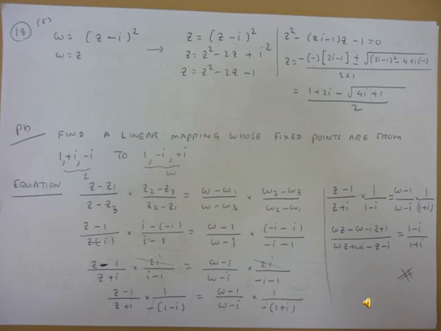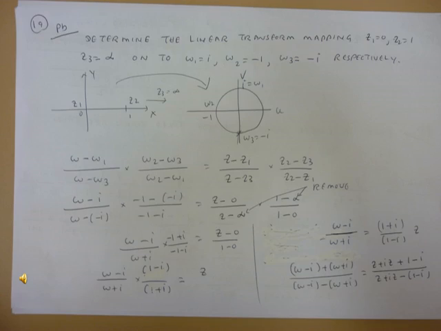We saw the problems. The problem given: determine the linear transform mapping Z1 equal to 0, Z2 equal to 1, Z3 equal to infinity, onto omega 1 equal to I, omega 2 equal to minus 1, omega 3 equal to minus I, respectively. So in this case, the Z1, Z2, Z3 magnitudes are transferred to the omega 1, omega 2, and omega 3 magnitudes. Therefore, we write down the equation: omega minus omega 1 divided by omega minus omega 3, multiplied with omega 2 minus omega 3 divided by omega 2 minus omega 1, is equal to Z minus Z1 divided by Z minus Z3, multiplied with Z2 minus Z3 divided by Z2 minus Z1. In this case, the omega 1, omega 2, omega 3 values are substituted, and Z1, Z2, Z3 are also substituted.